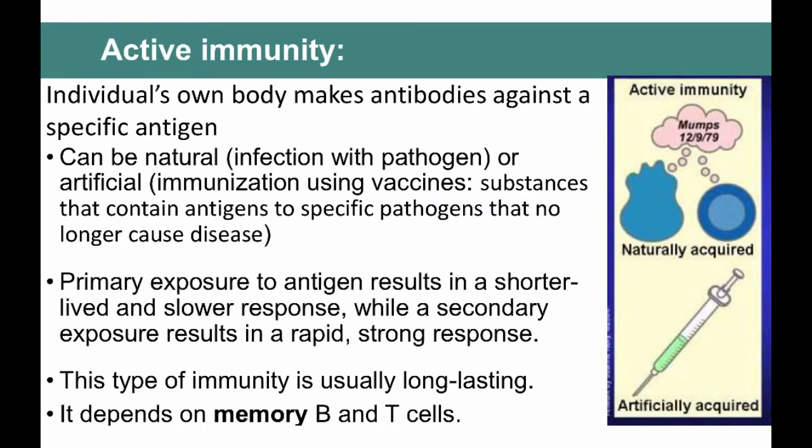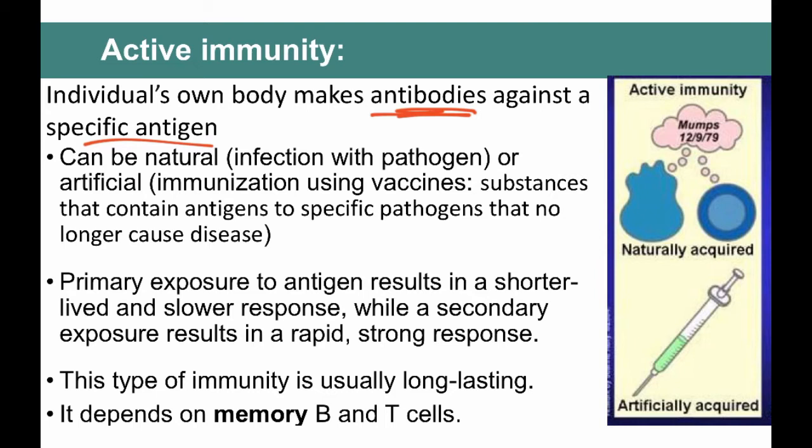So what's active immunity? Well, it's defined by our own body producing antibodies against a specific antigen. To be considered active immunity, your body's B cells have to make antibodies. You yourself have to generate the reaction. That can be natural active immunity, an example of which would be being infected with some sort of pathogen, or it could be artificial, which is immunization.